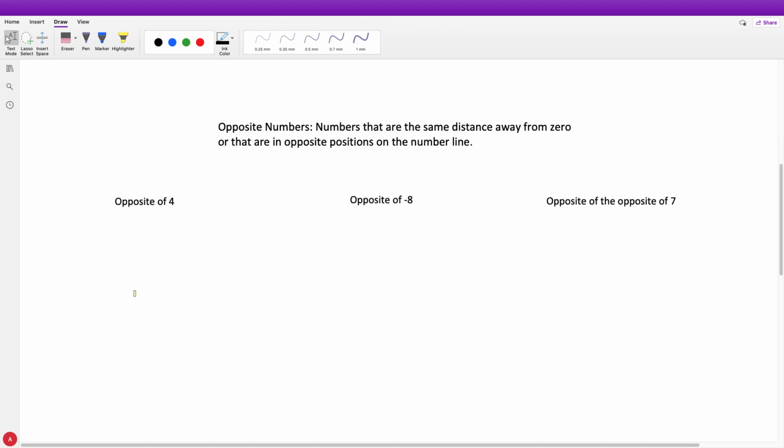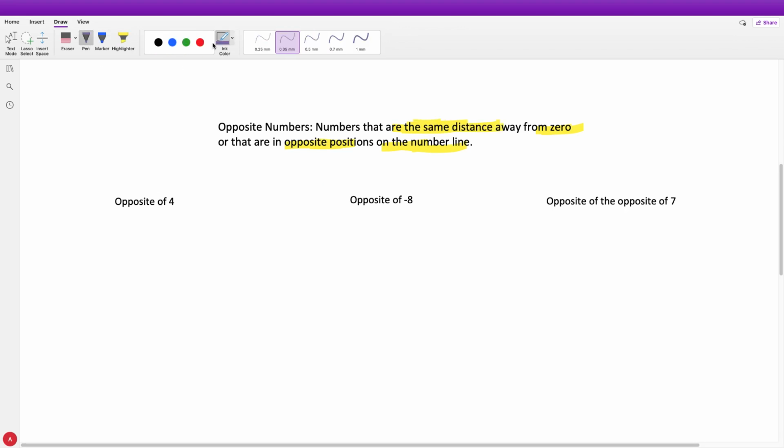All right, so we already talked about opposite numbers, and opposite numbers are numbers that are the same distance away from zero. Or you can think of it as they're in opposite positions on the number line. So they're like the direct reflection of each other. But the way that we always refer to it is they're the same distance away from zero.